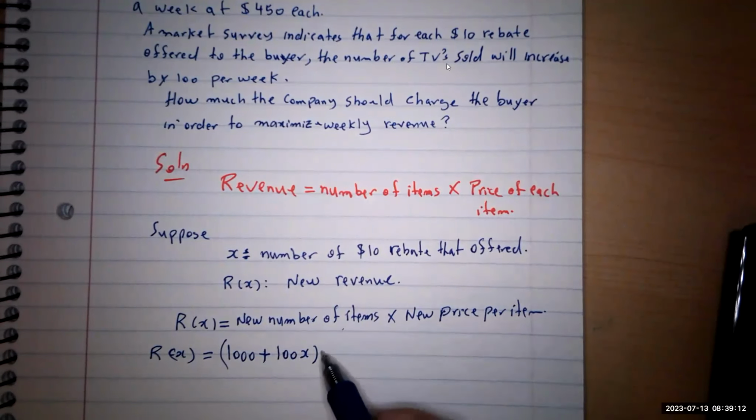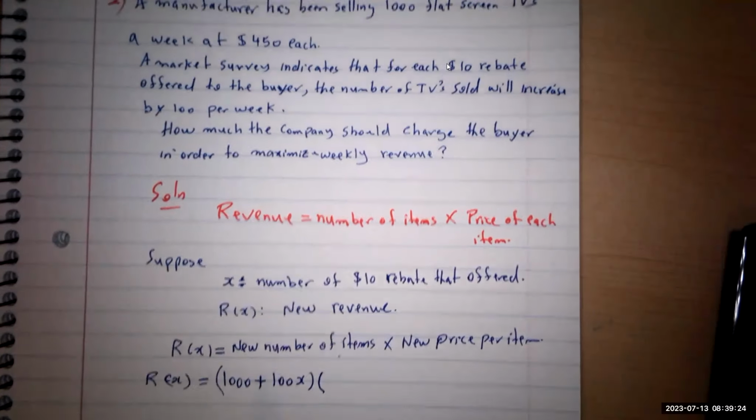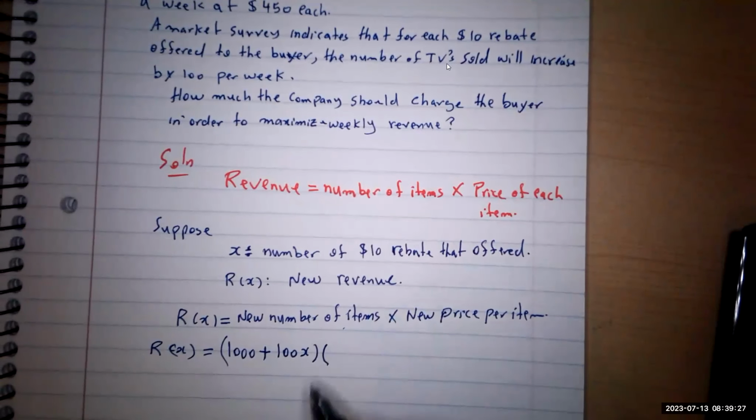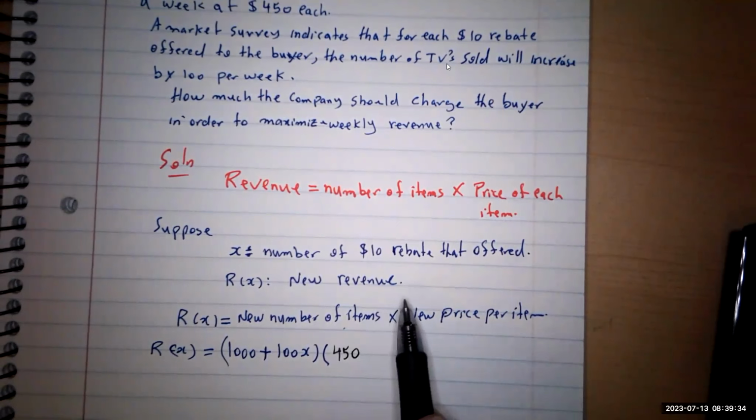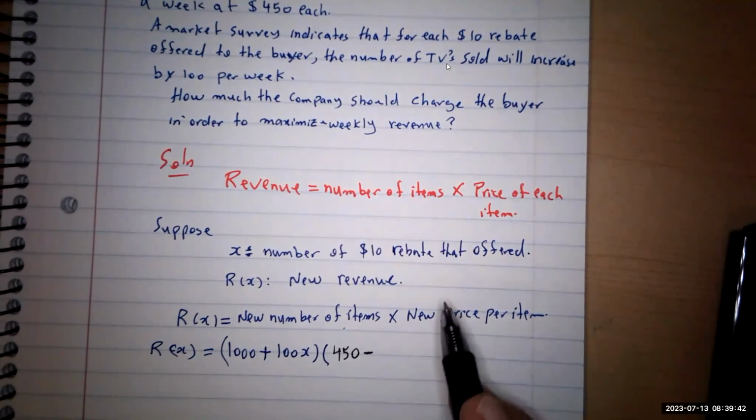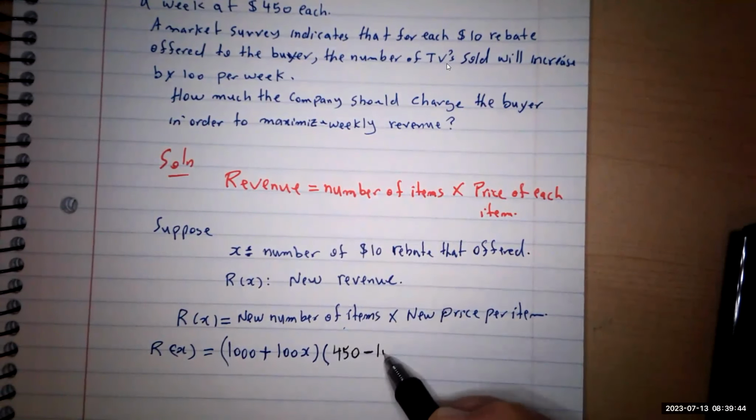So this is the number of items that you're going to sell when you're offering that rebate, times the new price. What was the original price? Original price was $450, the price of each TV. But what did you do? You reduced the price. Reduce means minus. By how much did you reduce it? You reduced it by $10. How many times are you going to do it? X number of times.